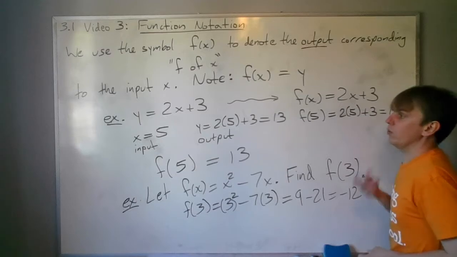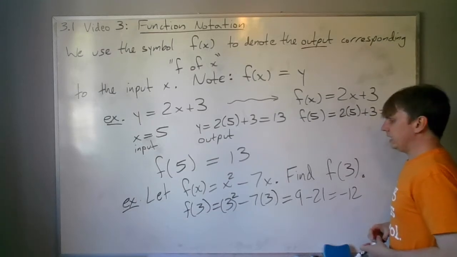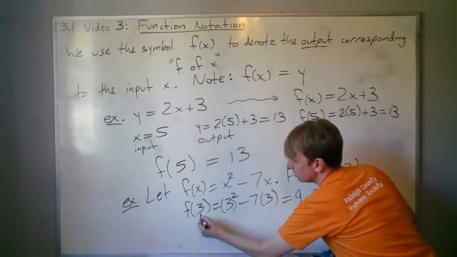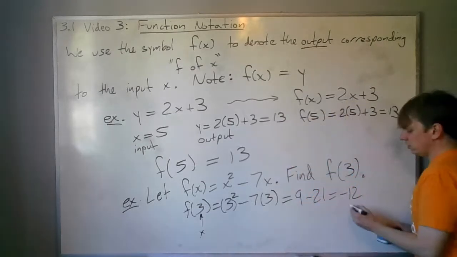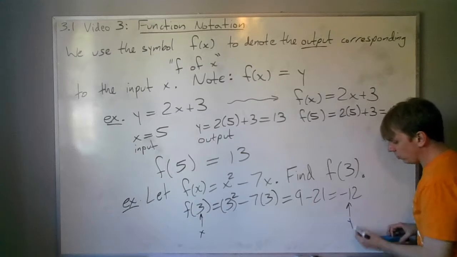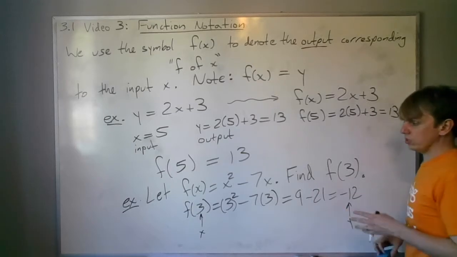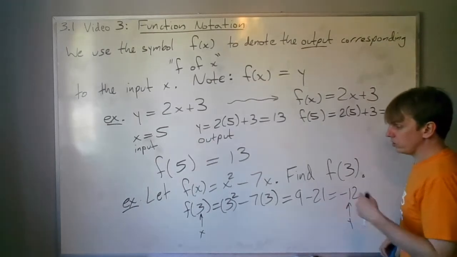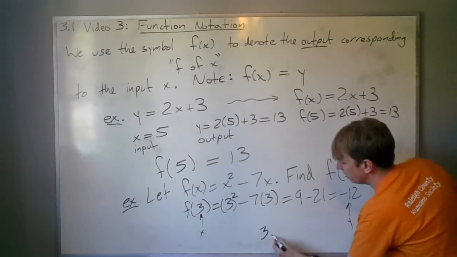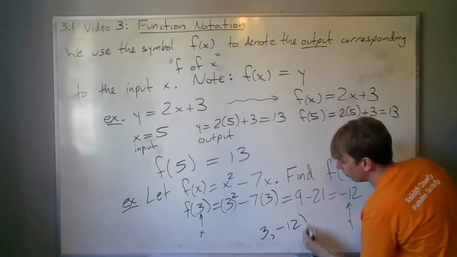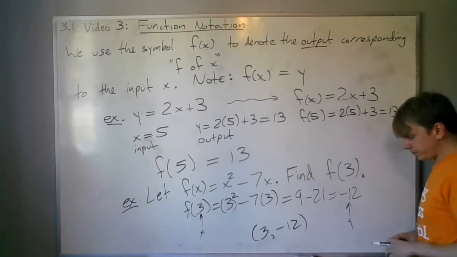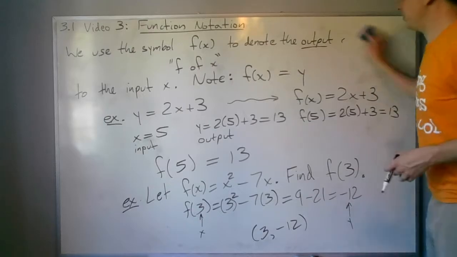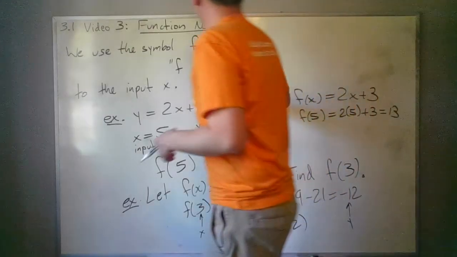Okay, one other way that I can use this is keep in mind that the input is an x, and the output is an f of x, which is also a y. And so I could also turn this into a point on the graph. So this is corresponding to a point on the graph, which is x is 3, y is negative 12 in this case. And I can also go in the reverse order. I could give you a graph and ask you to find a value of f of x.